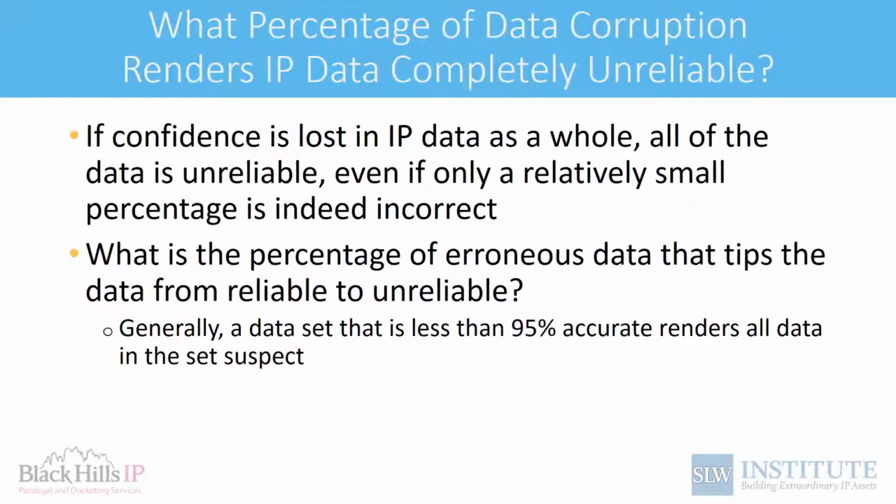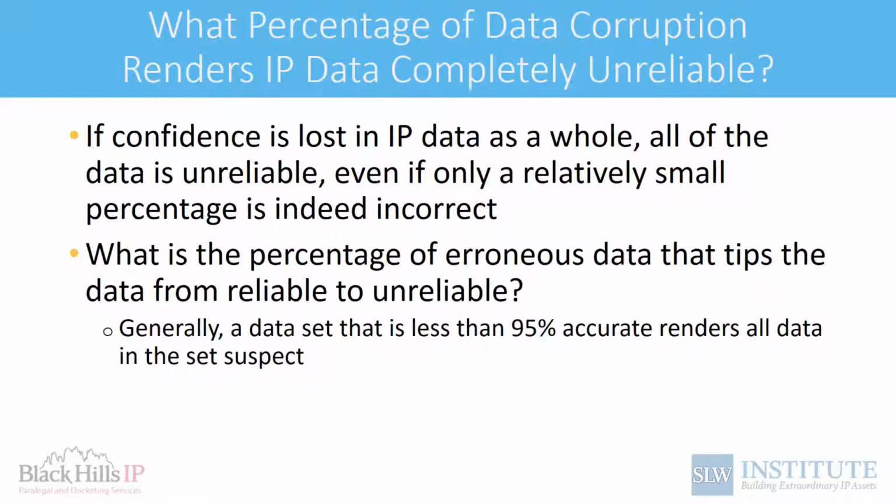Well, thank you, Tyler. And that makes me wonder then, what percentage of data corruption renders IP data completely unreliable in your system? I think if confidence is lost in the data as a whole, all of the data is going to be perceived to be unreliable, even if only a relatively small percentage is indeed incorrect. So what's the percentage of erroneous data that tips the data from reliable to unreliable?